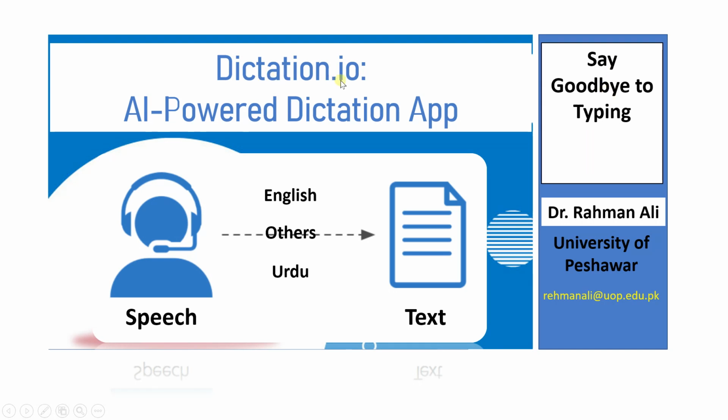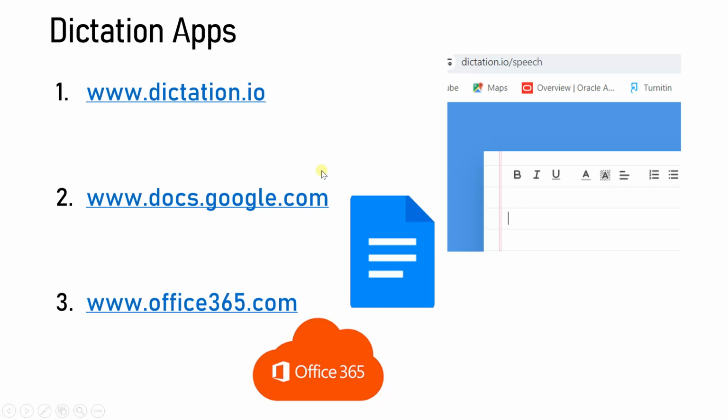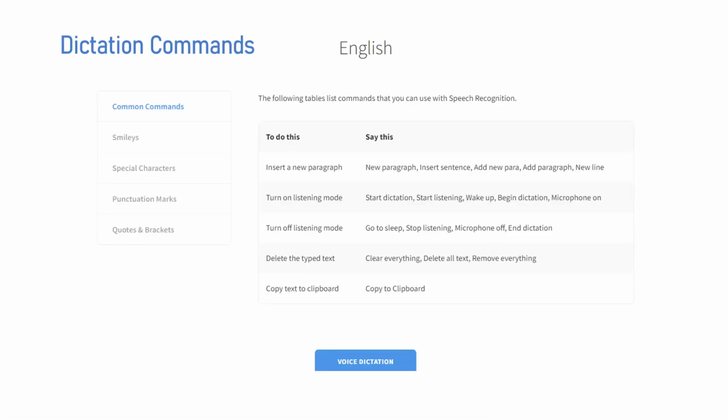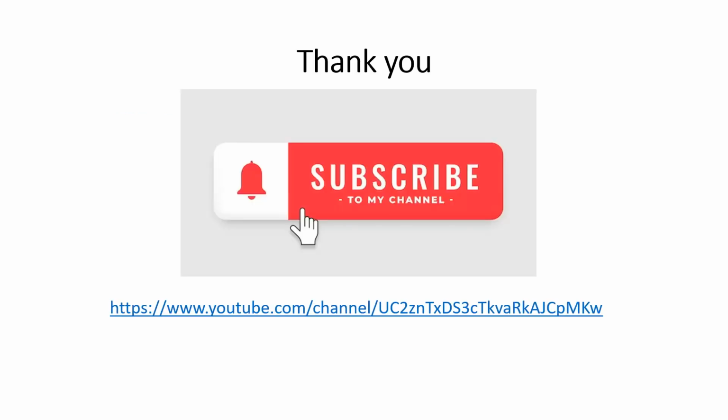So one of those applications is Dictation.io. Other applications apart from Dictation.io are Google Docs and Office 365. In Dictation.io, a seven-step process is used to convert your speech into text in different languages. You can use different kinds of commands to direct Dictation.io to convert your speech into text.